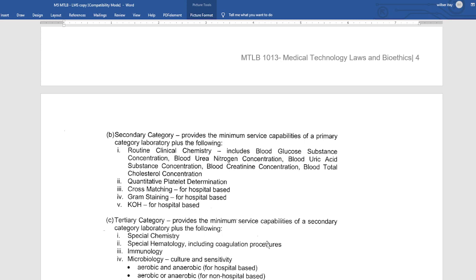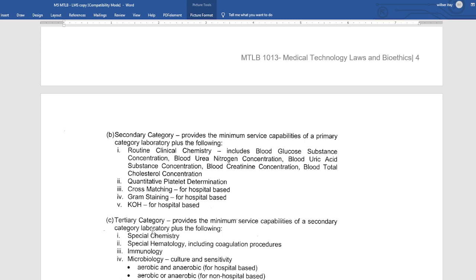Immunology, okay? So, aside from that, sa microbiology, culture and sensitivity. So, yan yung nag-grow na sila ng bacteria. If aerobic and anaerobic, that can be offered only by hospital-based tertiary laboratory. Pero kapag aerobic or anaerobic, pwede yan sa non-hospital-based. Okay? So, kapag both aerobic and anaerobic, dapat hospital-based lang. Pero, if either aerobic or anaerobic, pwedeng non-hospital-based.